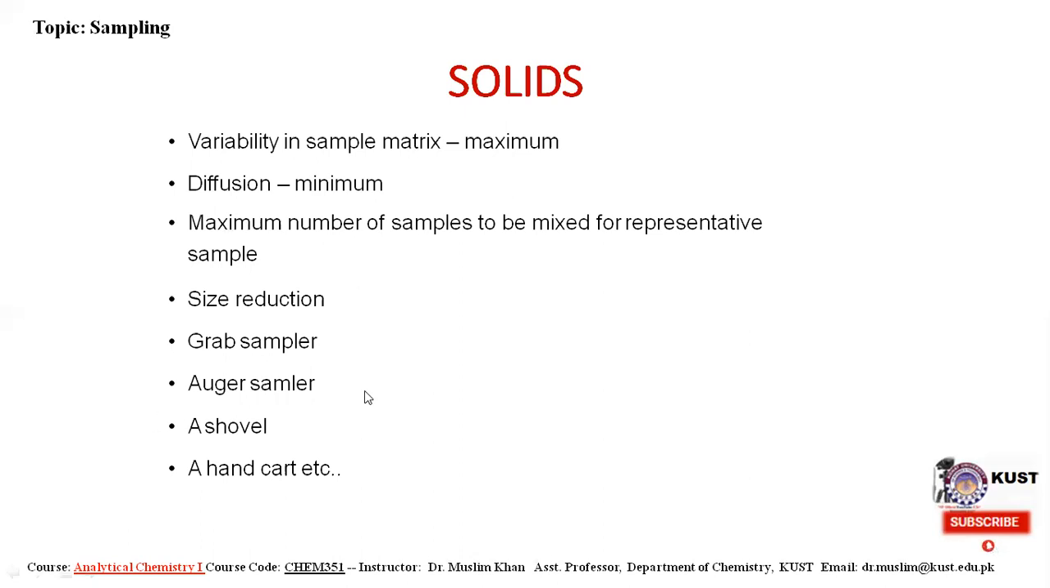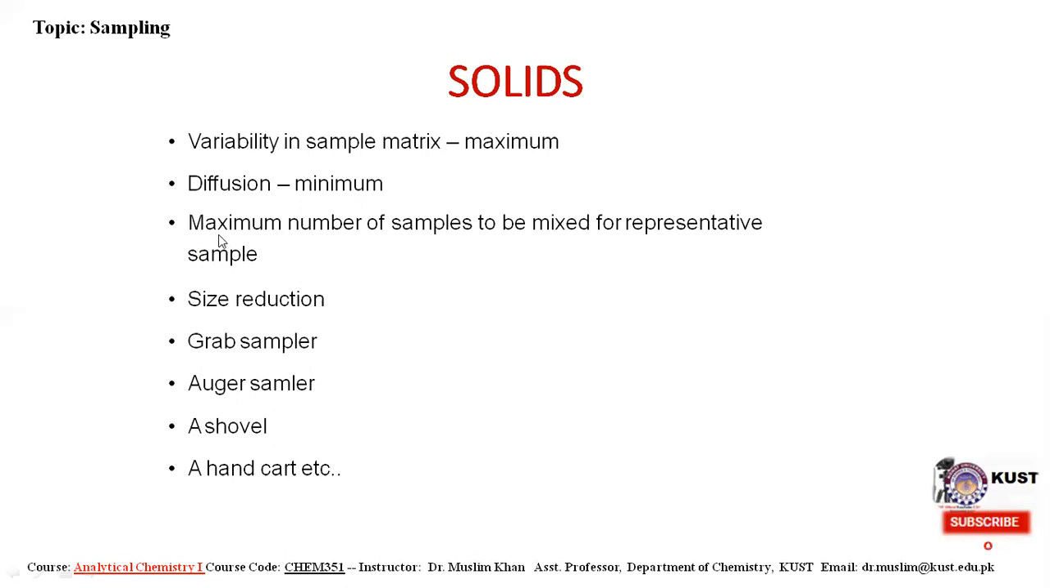So, coming to the different physical states of the sample. If the sample is in solid form, the variability in the sample matrix is the maximum in solid form, and diffusion is minimum in the solid form. So all these things you take into account. Diffusion is maximum in gaseous samples, while diffusion is much more in liquid in comparison to solid. So the maximum number of samples is needed for a representative sample, because automatic mixing in solid is not possible, whereas in liquids or gases, this automatic mixing because of diffusion is possible.